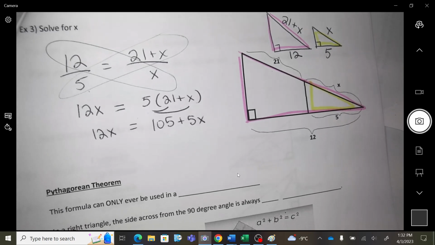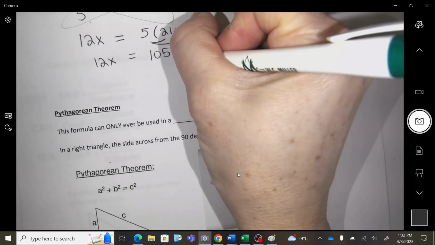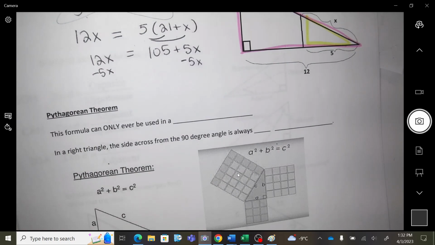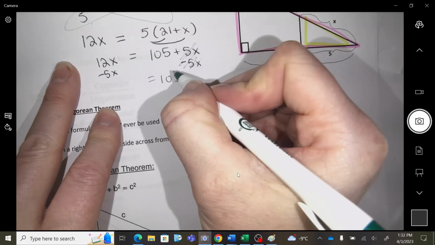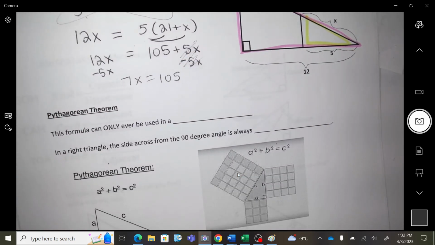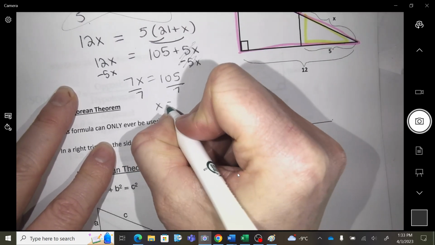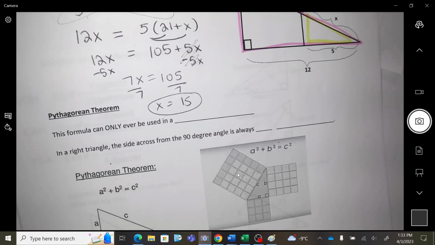Okay, what's your algebra step? You're trying to get x here, so what am I going to do? You're going to need to subtract 5x because you want the x's now grouped together. So 12x subtract 5x can be together now. I need another algebra move to get x alone. Divide by 7. So x is 15.